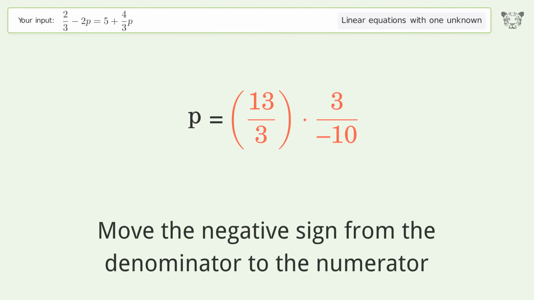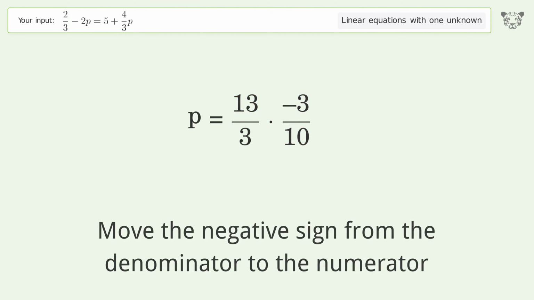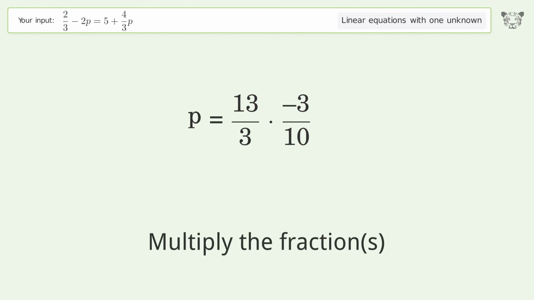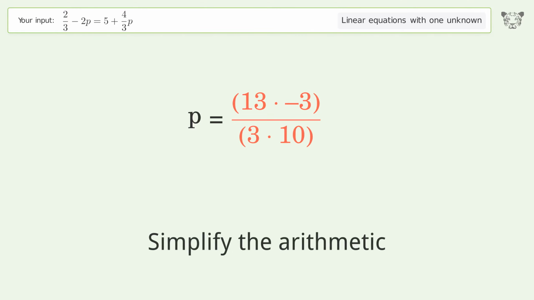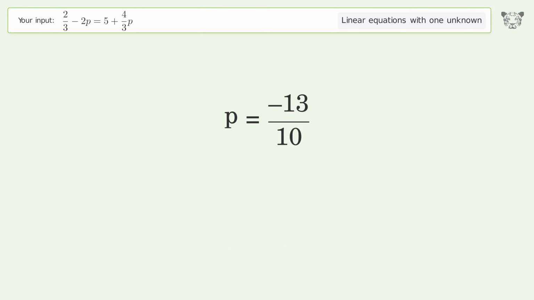Move the negative sign from the denominator to the numerator. Multiply the fractions. Simplify the arithmetic. And so the final result is p equals -13/10.